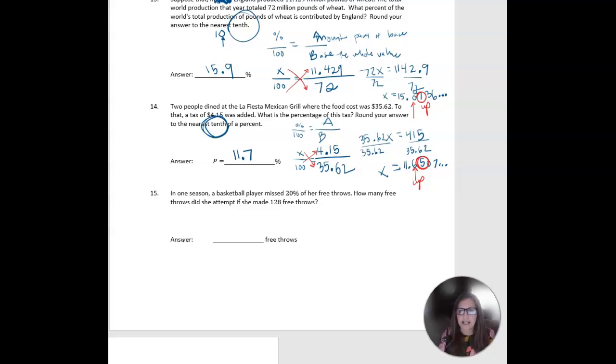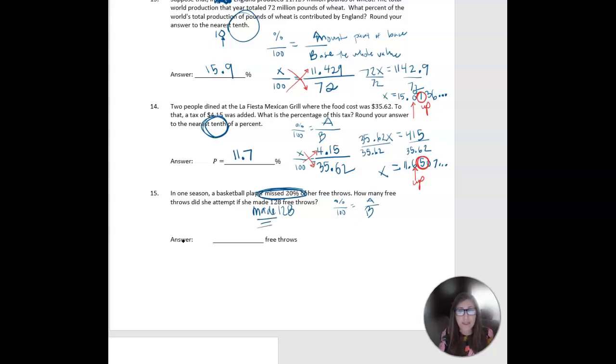Okay, in one season, a basketball player missed 20% of her free throws, and that is very important. Okay, how many free throws did she attempt if she made 128? Now, this one is very confusing. We're still going to use our formula. Percent over 100 equals amount over the base. Okay, now, here's where things get interesting. She made 128. Okay, she missed 20%.